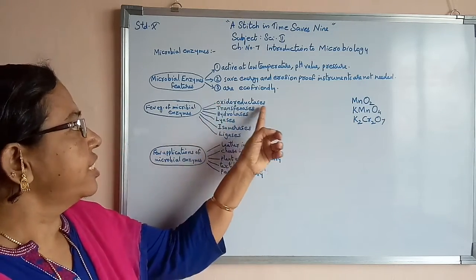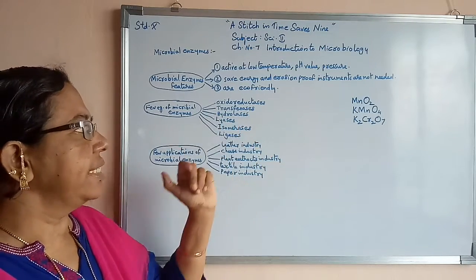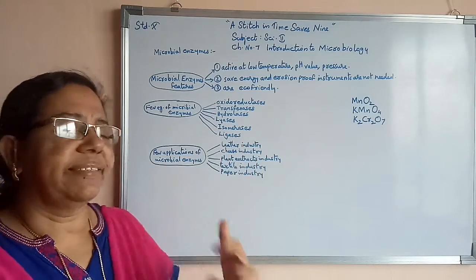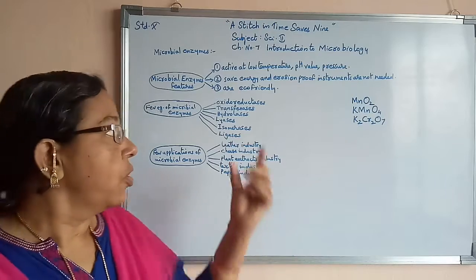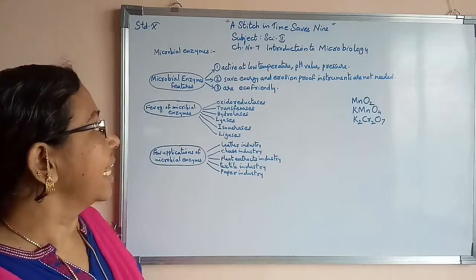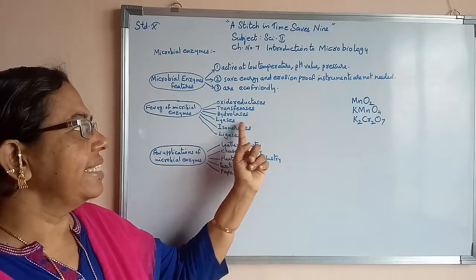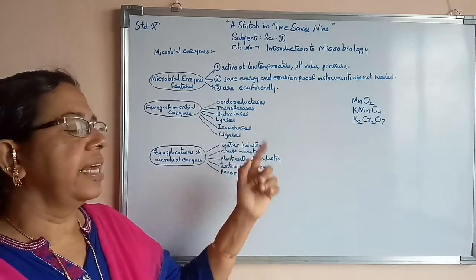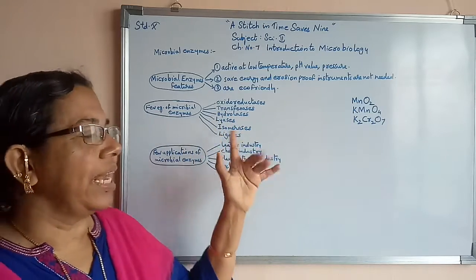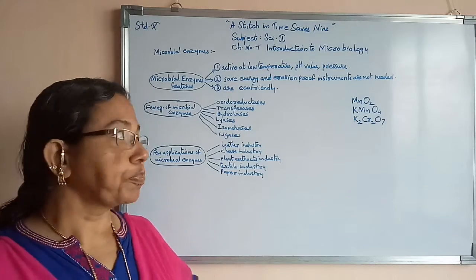They are oxidoreductases, transferases, hydrolases, lyases, isomerases, ligases, etc. There are many of them, and we only need to study a few examples. They are oxidoreductases, transferases, hydrolases, lyases, isomerases, then ligases, etc. These are the examples of microbial enzymes. They act like catalysts.